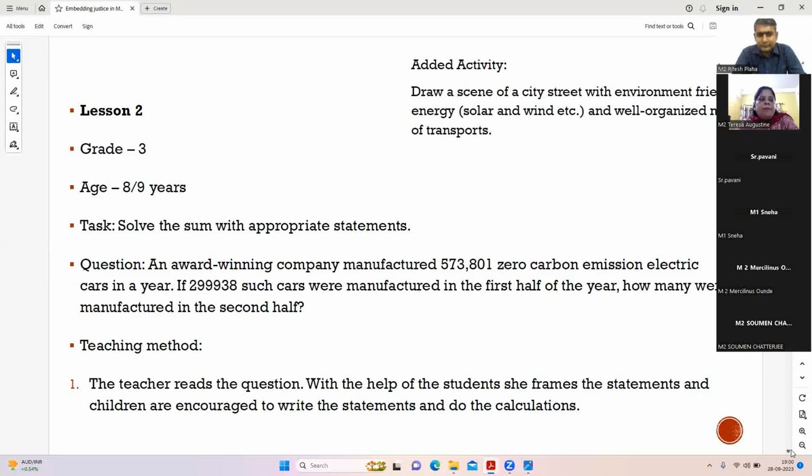So zero carbon emission electric cars do not pollute the earth. The earth will be a better place and more developed and organized. So the SDGs we will deal with will be SDG 7, affordable and clean energy, and SDG 11, sustainable cities and communities.